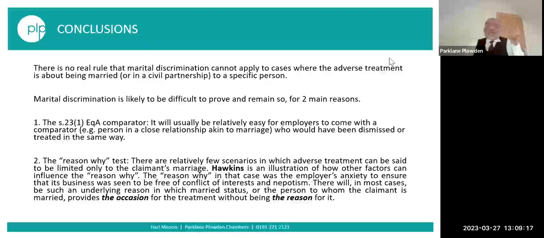The first is the Equality Act comparator, section 23, because in the vast majority of cases, it will be relatively easy for the employer to come up with a comparator, somebody in a close relationship akin to marriage, who would have been dismissed or treated in the same way. I'll give you an example.